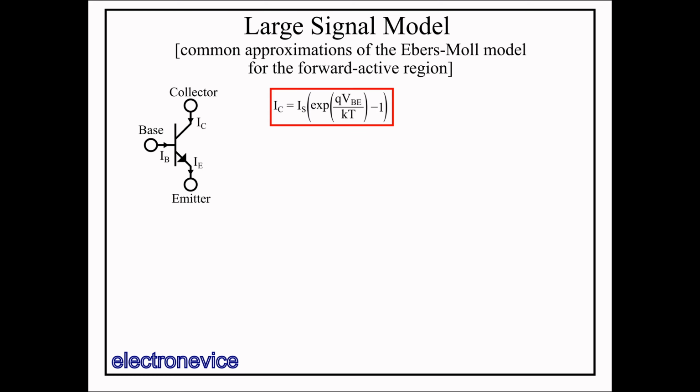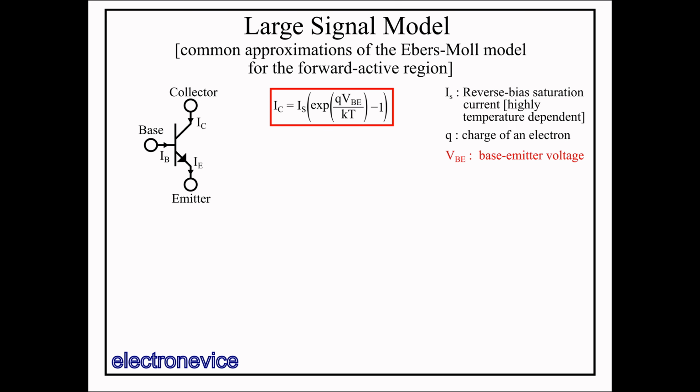Here we have collector current equal to IS multiplied by e to the power of Q times VBE over KT, minus 1, where IS is the reverse bias saturation current of the base-emitter junction in amps, Q is the charge of an electron in coulombs, VBE is the base-emitter voltage, that is, the voltage of the base minus the voltage at the emitter, in volts. K is Boltzmann's constant in joules per Kelvin. And T is temperature in Kelvin.